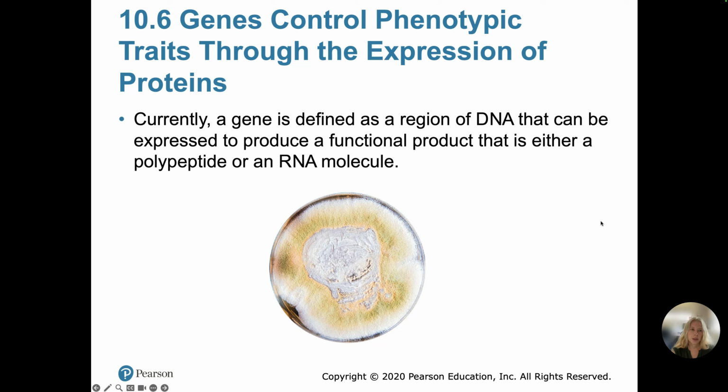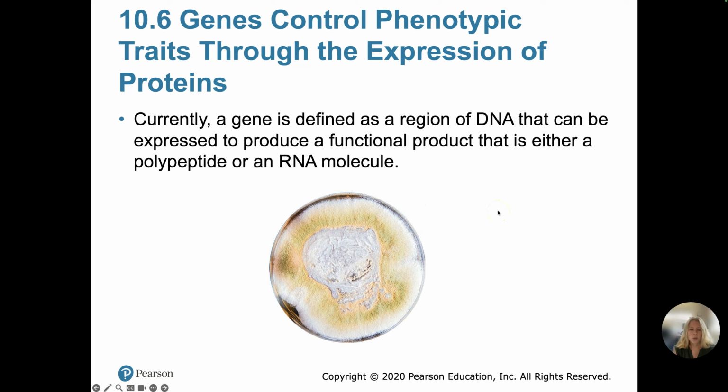Genes control phenotypic traits through the expression of proteins. Currently, a gene is defined as a region of DNA that can be expressed to produce a functional product that is either a protein polypeptide or an RNA molecule. So there are some cases where the product of a gene is not a protein polypeptide. Sometimes it is an RNA molecule. Those aren't as common, but it can happen.